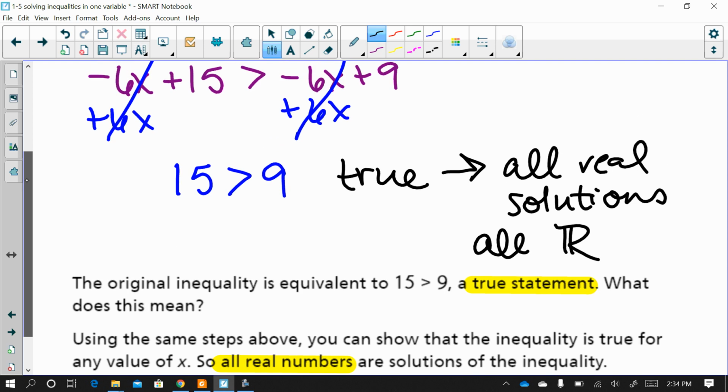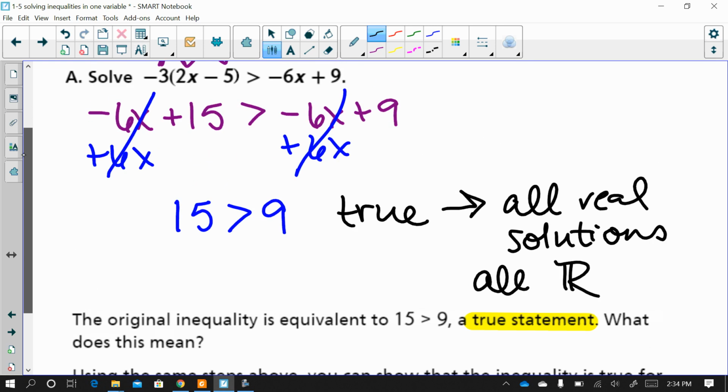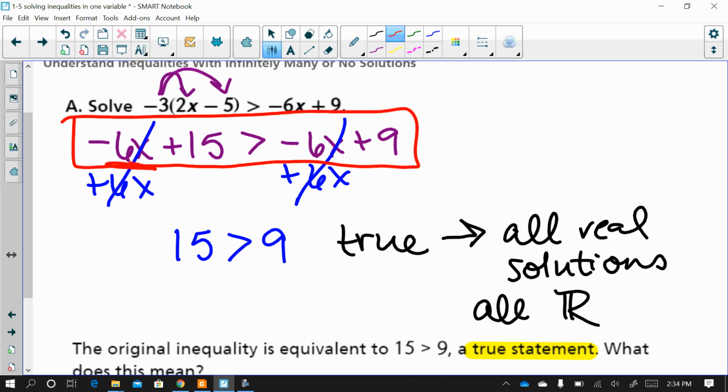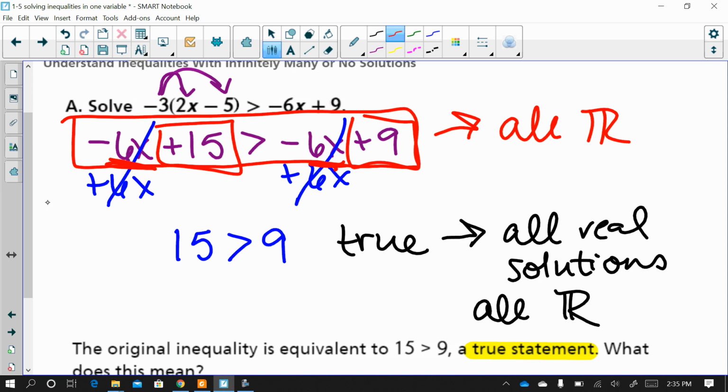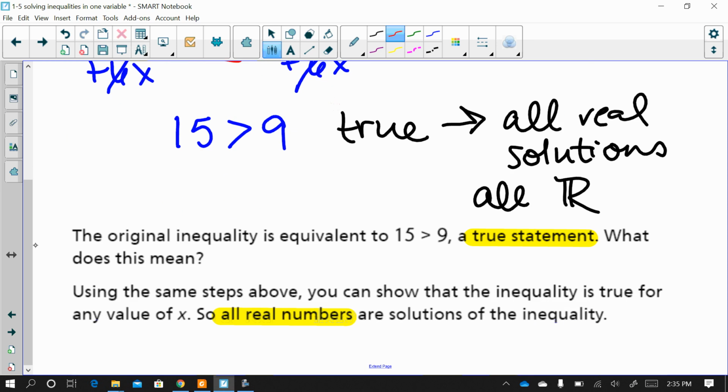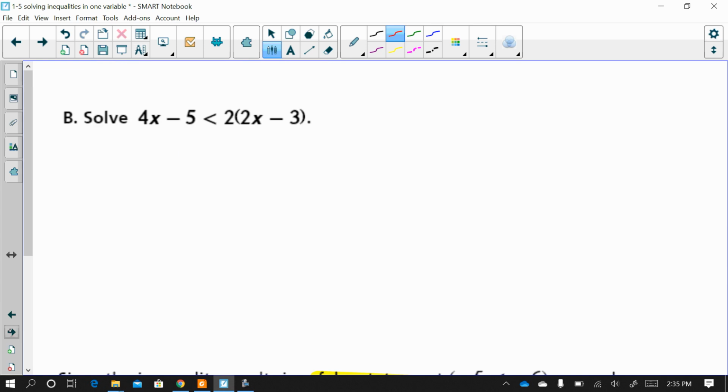Okay. You might have also realized that right at this line, I personally see, oh, the x's are identical. So let's look here and here. Is that true? Absolutely. So you could have also stopped here and said all reals. As long as you get a true statement, you can stop. So all real numbers.